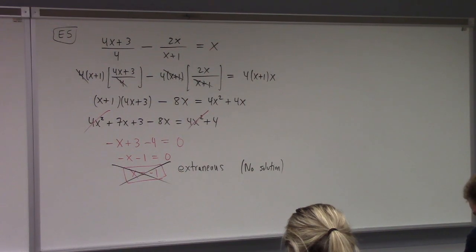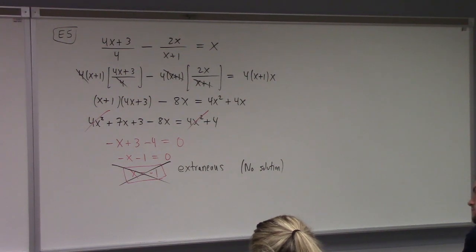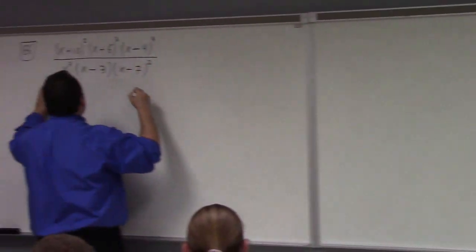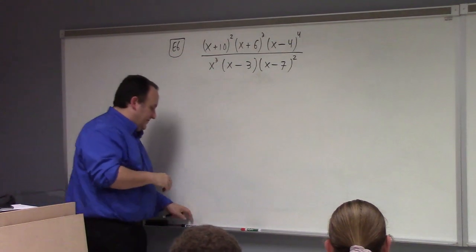You ready? x plus 10 squared times x plus 6 cubed times x minus 4 to the 4th power divided by x cubed times x minus, oh, I don't know, 3 times, I feel like a 7. x minus 7. Do you guys want squared or cubed? I'll let you choose. Squared. All right. Squared it is. Now, do you want less than or equal to or greater than or equal to? Student's choice. All right, greater than or equal to 0 it is.